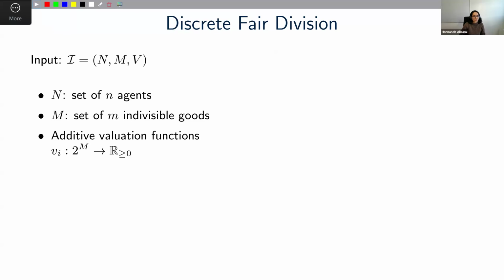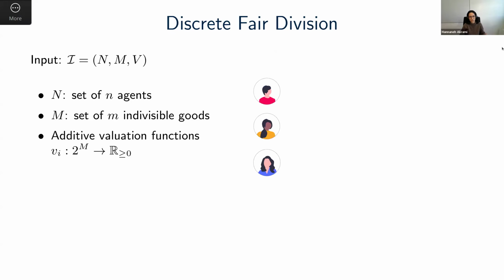So the input is a set of n agents. Let's assume these three. We are also given a set of indivisible goods. In this talk, I will only be talking about indivisible items, so you should assume each item as a whole must be allocated to one agent. We also have goods, meaning that agents have a non-negative utility over the items. Each agent is equipped with a valuation function which shows how much this agent likes each subset of the goods.